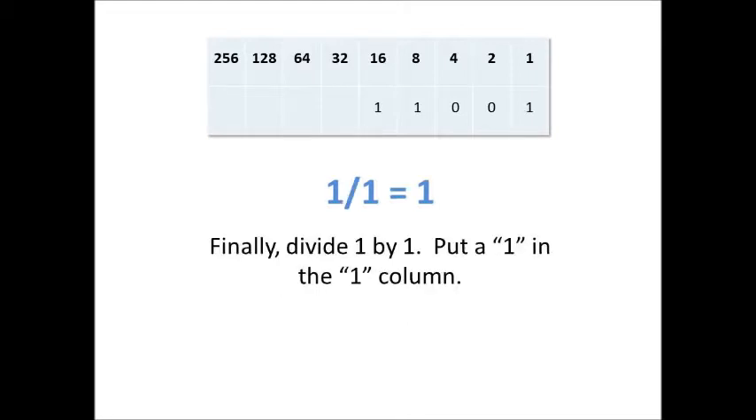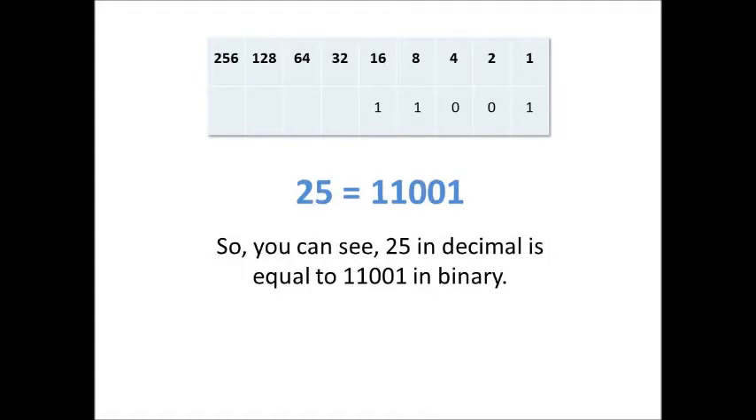Finally, divide 1 by 1. Put a 1 in the 1 column. So you can see 25 in decimal is equal to 11001 in binary.